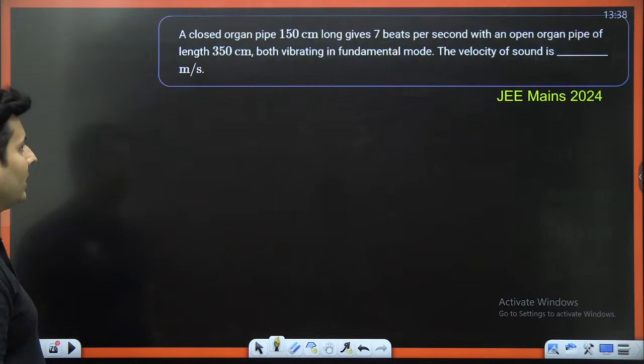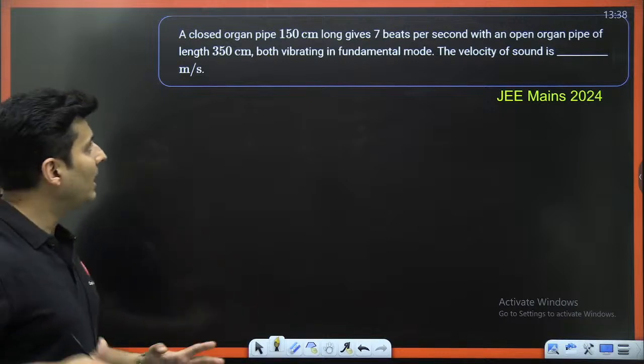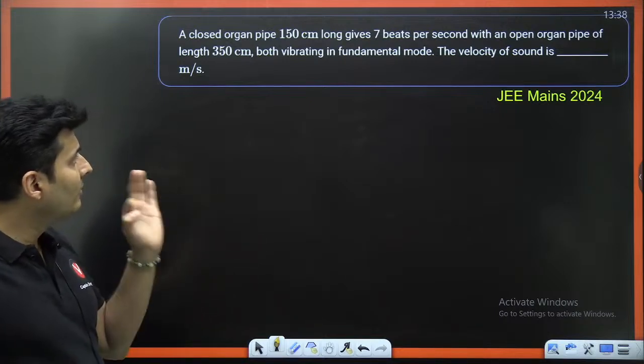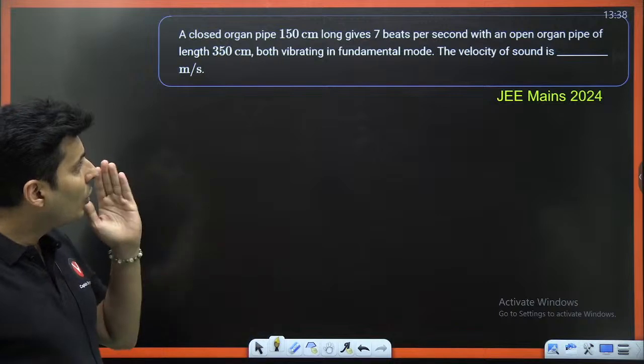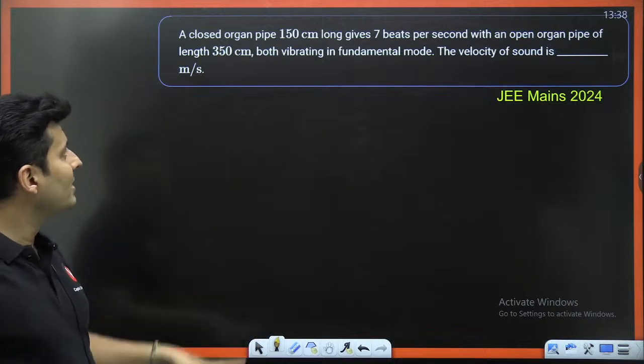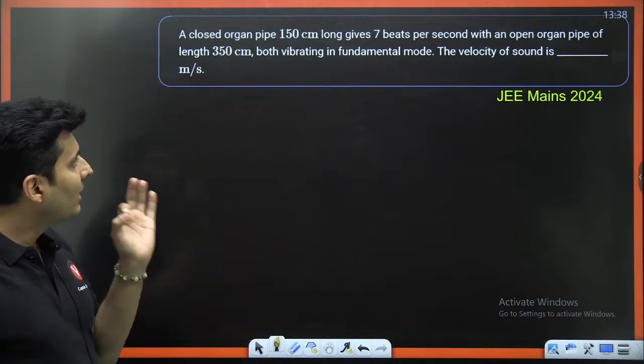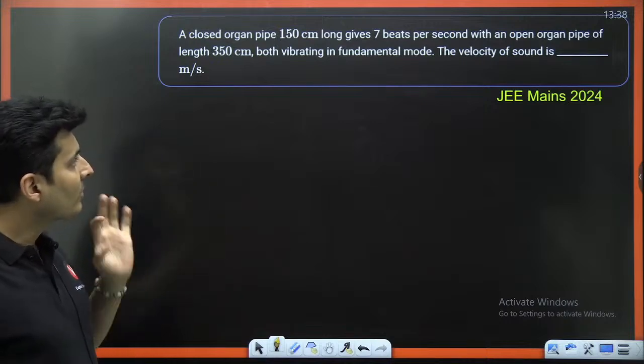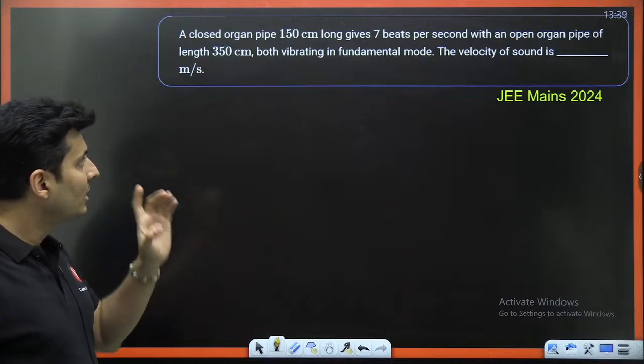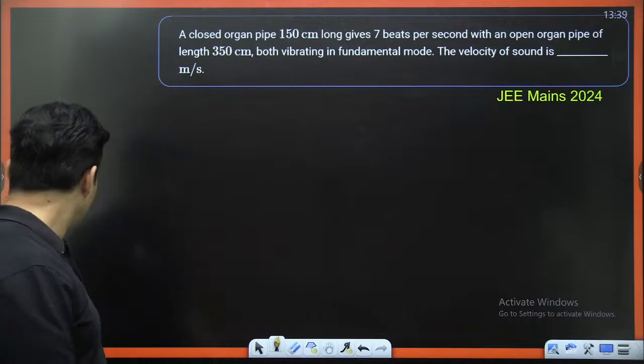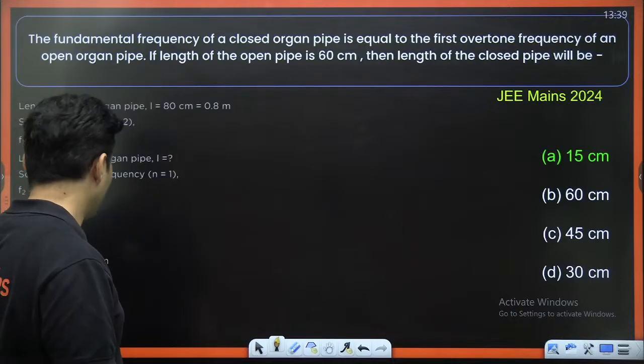Coming up on your screen? Here it is. A closed pipe 150 centimeters long gives 7 beats per second with an open pipe of 350 centimeters length, both in the fundamental frequency. The speed of the sound is how much? Now, whenever these beats questions come, understand what you need to do.